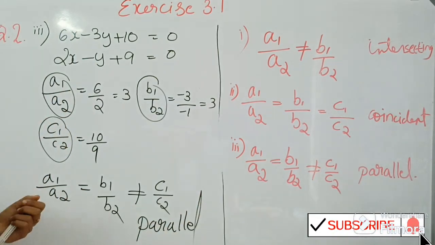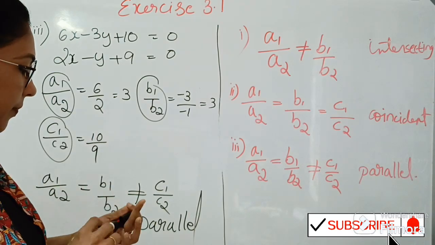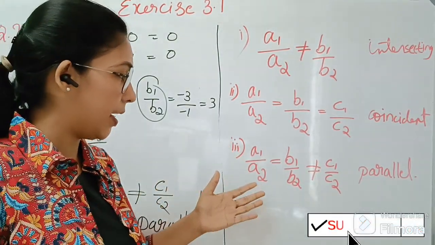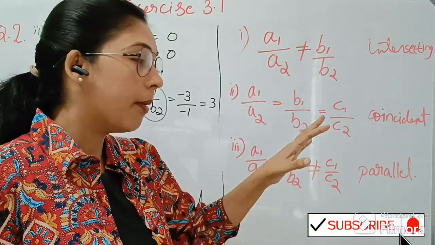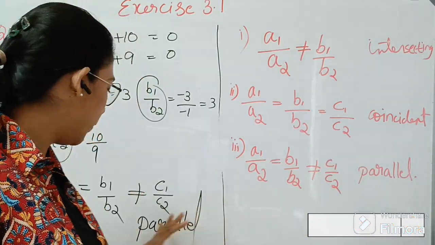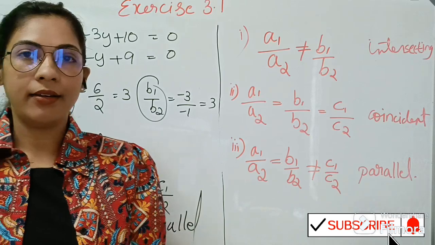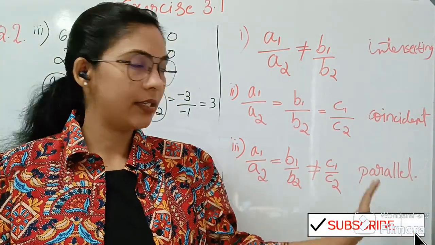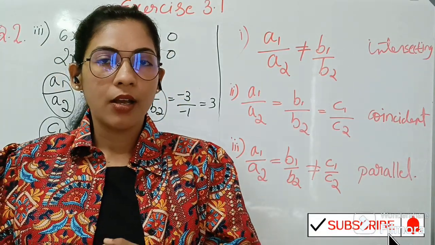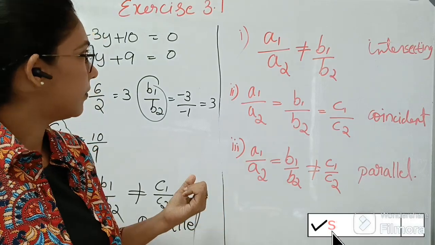Since the relationship satisfies a1 by a2 is equal to b1 by b2 but not equal to c1 by c2, we can conclude that this is a parallel line. So, this is the question.